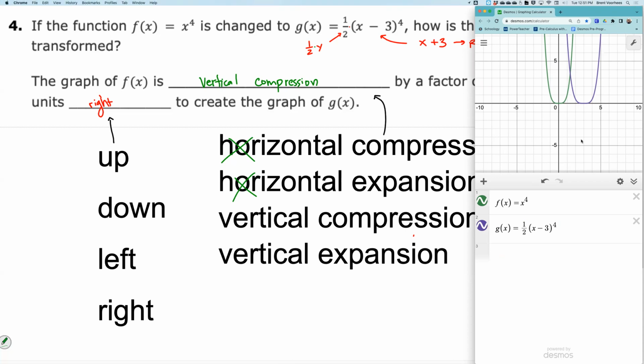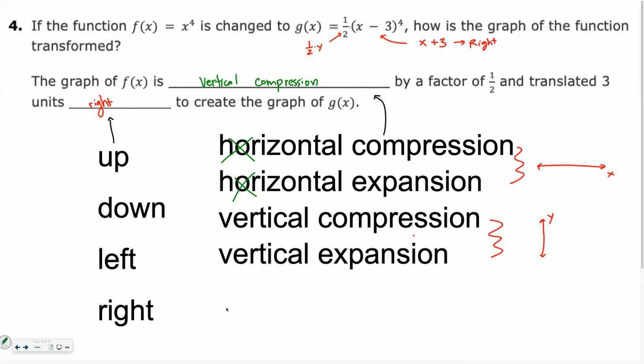If you pulled it wider, we know it's supposed to be vertical, but if you pulled it wider, what would happen to it vertically? Would it expand or would it compress? Meaning smaller, it would get flat, it would get smaller. It would be a compression, a shrink. So that's why that's the answer.